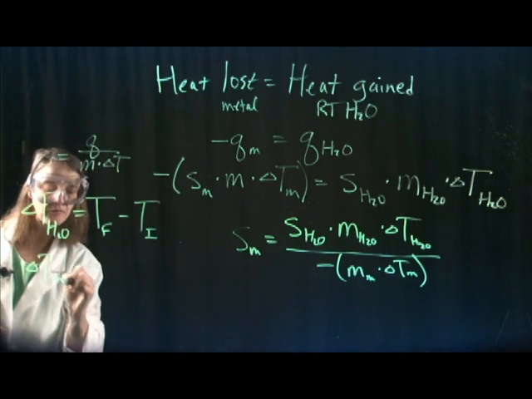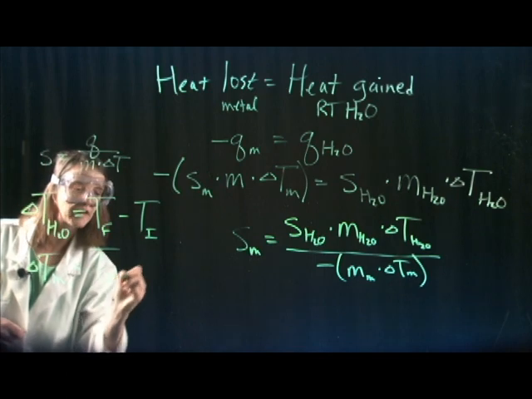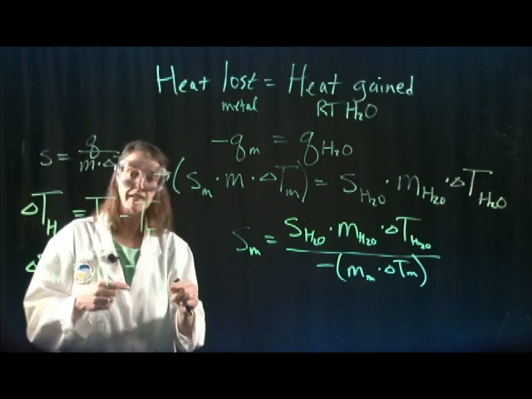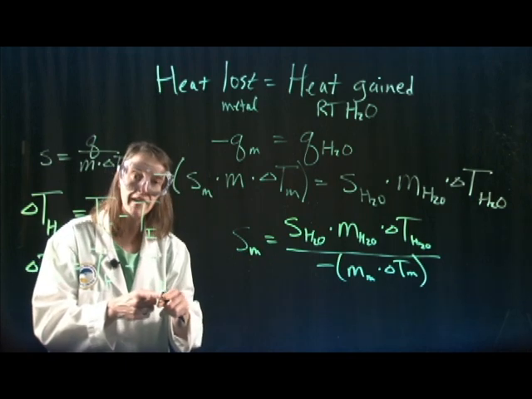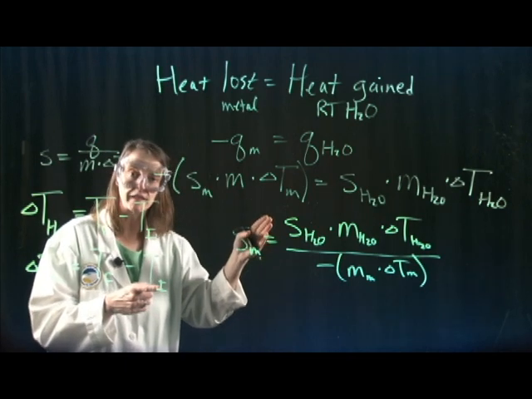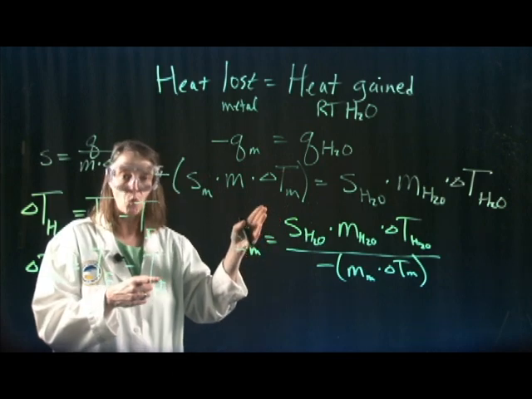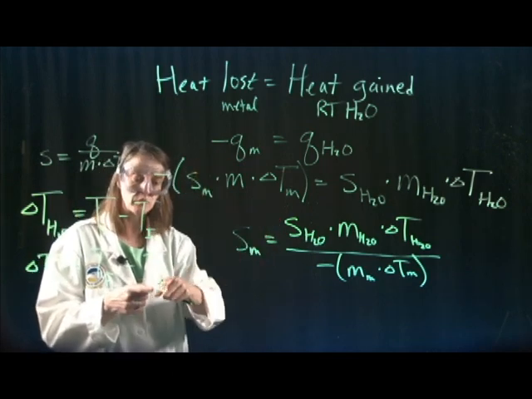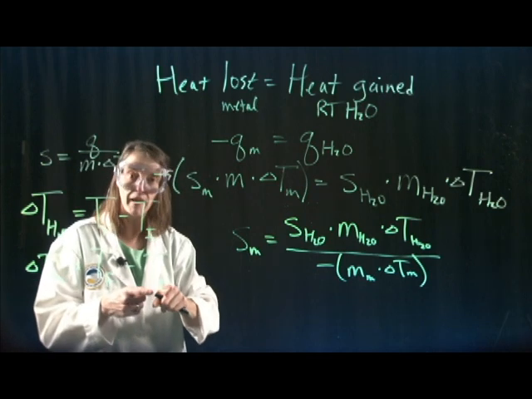The delta T of metal is also final minus initial. In this case, the initial temperature of the metal is 100 degrees Celsius because that's the boiling point of water. And we've got a boiling water bath that we are using to prepare that hot metal with.